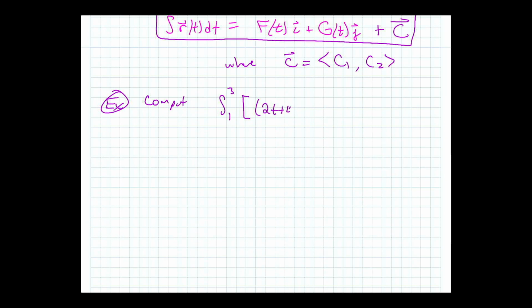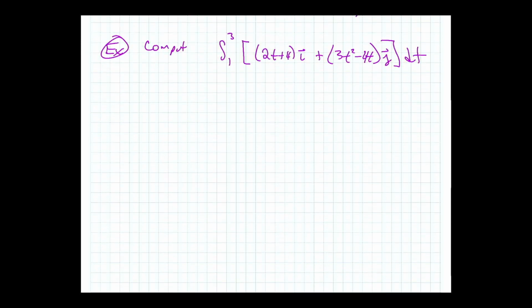Parentheses 2t plus 4 i plus parentheses 3t squared minus 4t j dt, right? And so what do you do here?